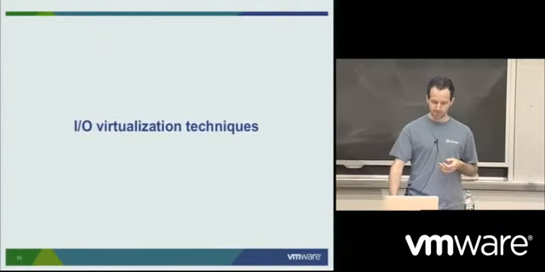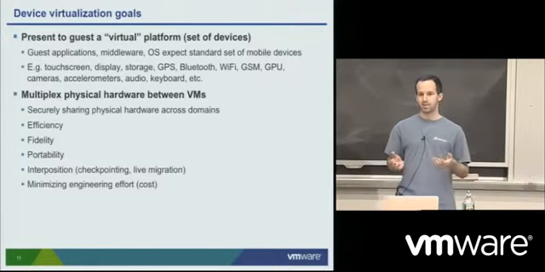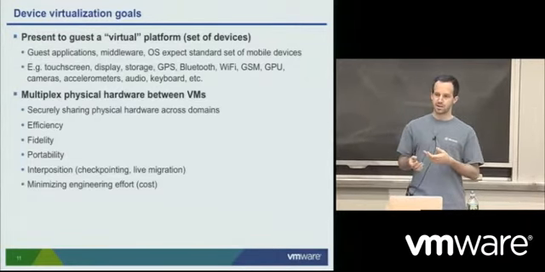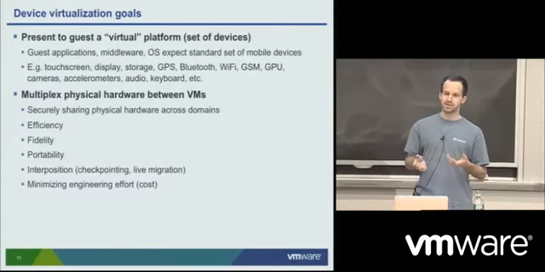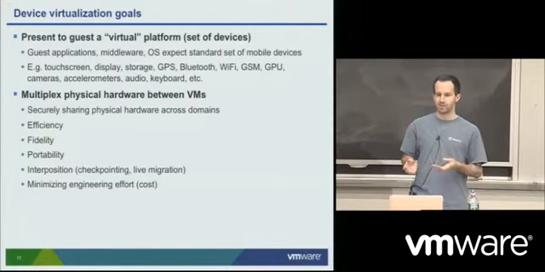There are a number of goals that we want to achieve when doing I/O virtualization. Basically, what we want to do is present to the virtual machine a virtual platform which looks somewhat like, at least in terms of the devices it contains, the physical platform. It's not going to be exactly the same as the physical platform, because that's the whole point of virtualization, that there is some abstraction from the underlying hardware, and you can move this virtual machine between different physical platforms without having to change the virtual platform.